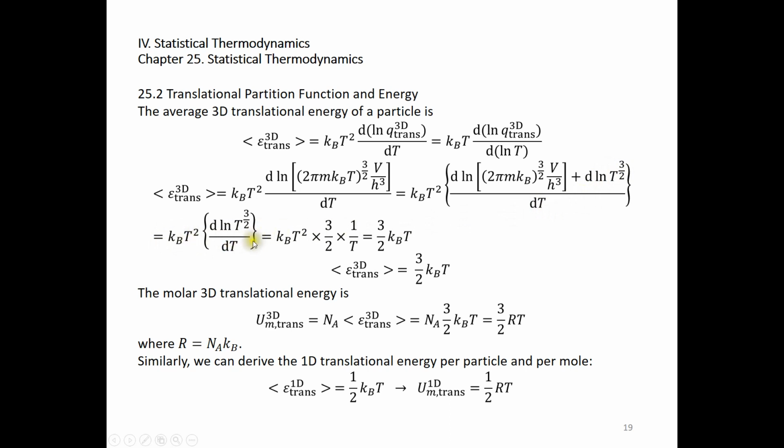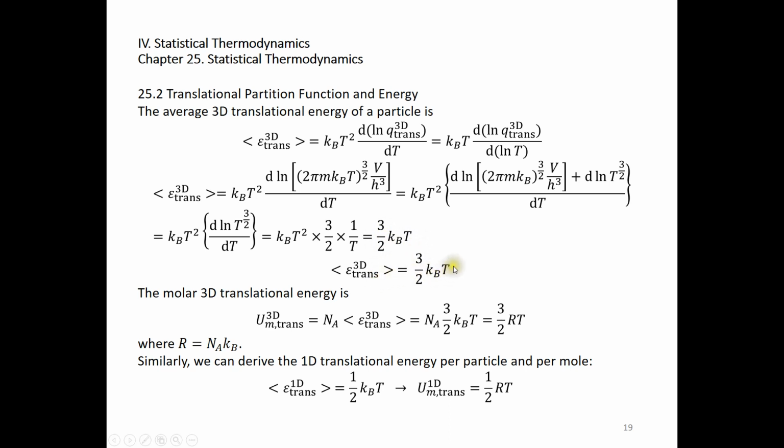And how do we do this? Well, it's pretty simple. The logarithm of t to the power 1.5 is simply 1.5 times ln(t). And the first derivative of ln(t) is 1 over t. So that's why we have 1.5, and we have 1 over t here, multiplied by this kbt squared. Now we get 1.5 kbt. The average translational energy of the particles is 1.5 kbt.